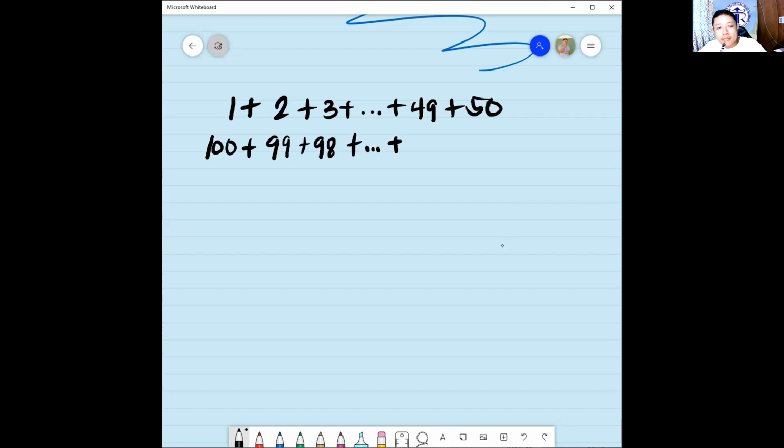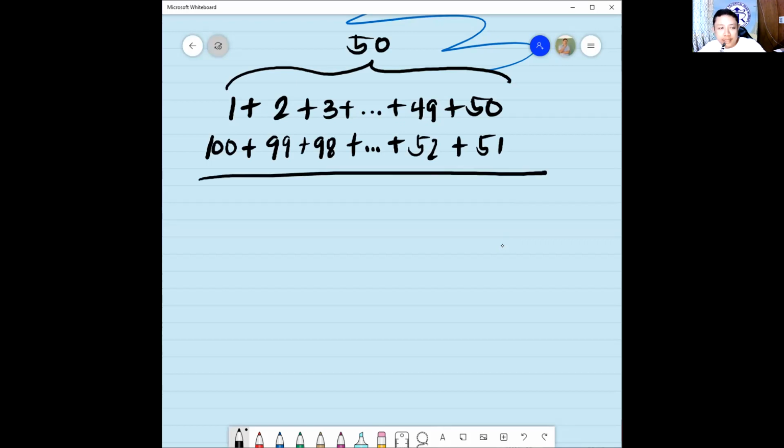plus 52 plus 51, said the boy. And we all know po there are 50 numbers here po. So when I pair them po, there will be 50 pairs of numbers like this po. And then I added po 100 plus 1, that's 101.